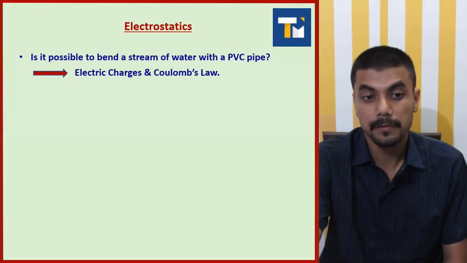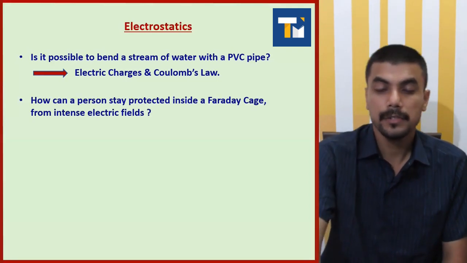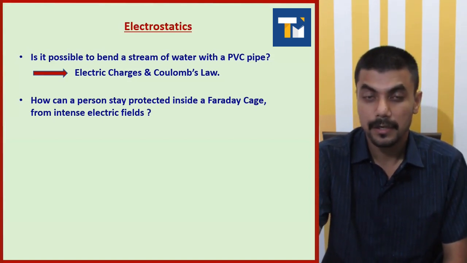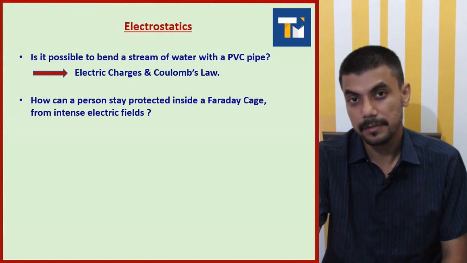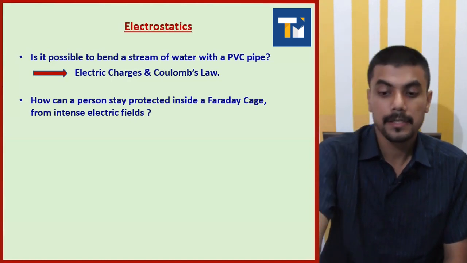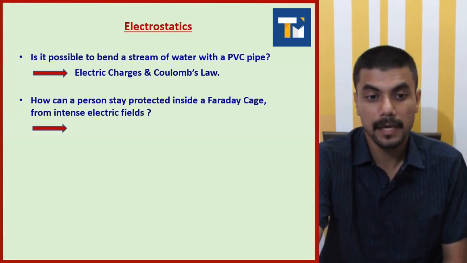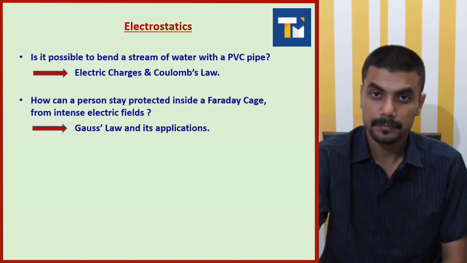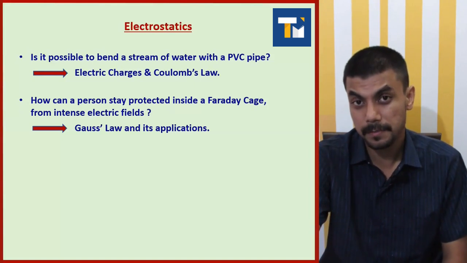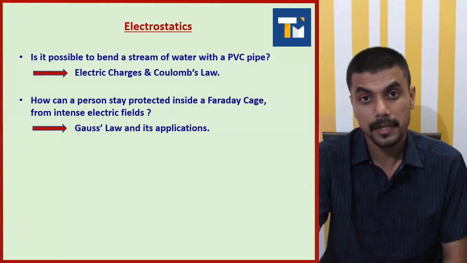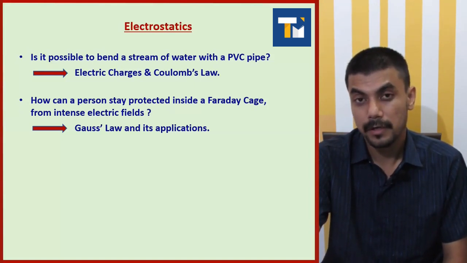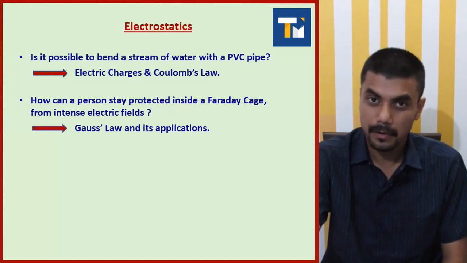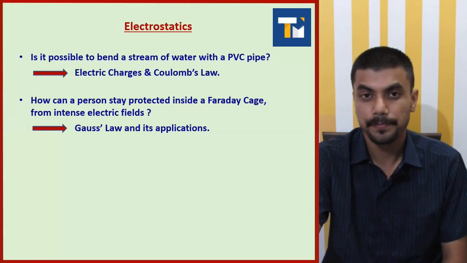After going through this chapter, we will try to understand how is it that a person can stay protected inside a Faraday cage from intense electric fields. Now, in understanding this question, the chapter that will help us is the chapter on Gauss's law and its applications. Over there, we'll try to understand what is meant by Faraday cage, how is it that it can offer protection to someone from intense fields, by what principle. All those things will be clear to you.